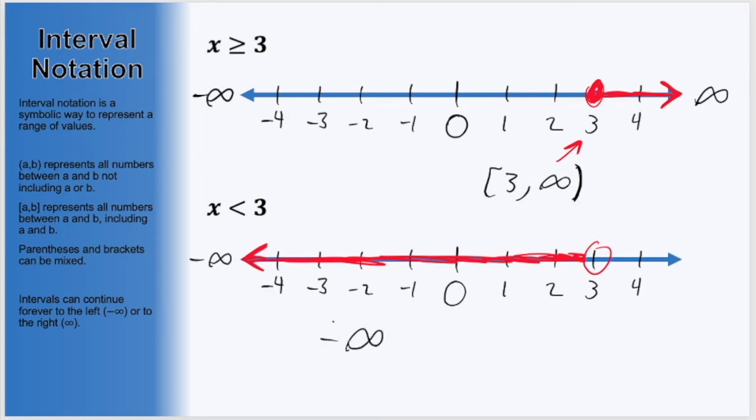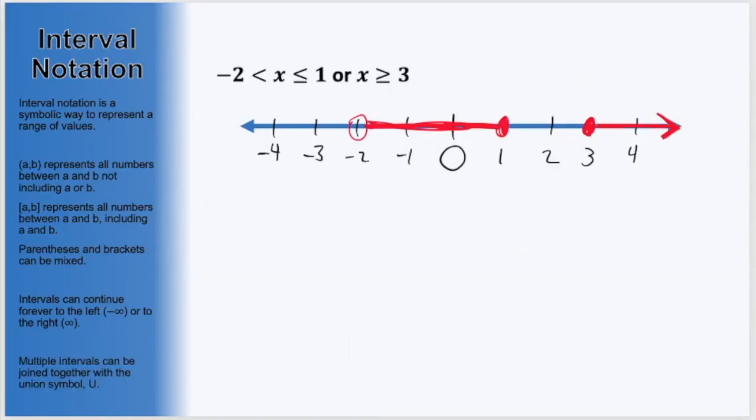And as we just mentioned, infinities always get parentheses in our interval notation. From negative infinity, our shaded region continues up to the endpoint of 3, where we have an open circle, meaning we should not include 3 in our interval, so it should get a parentheses. And just like that, here are our intervals.